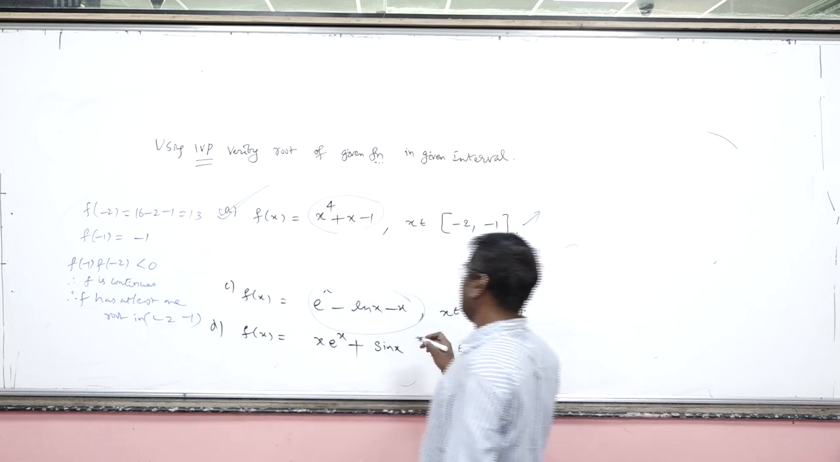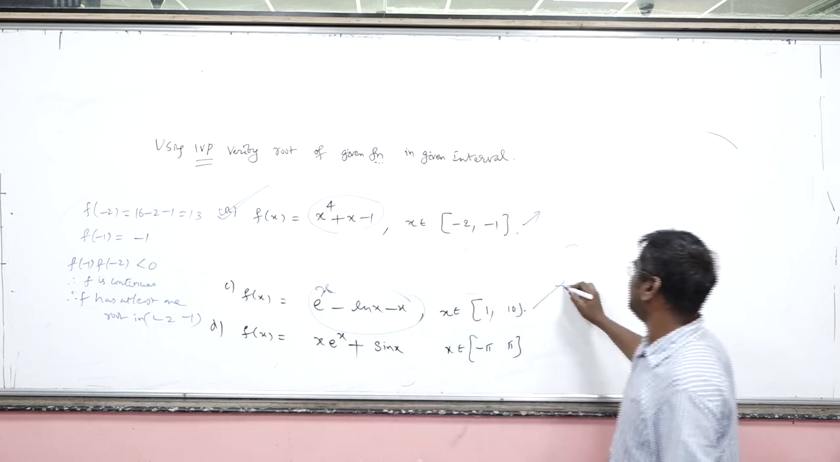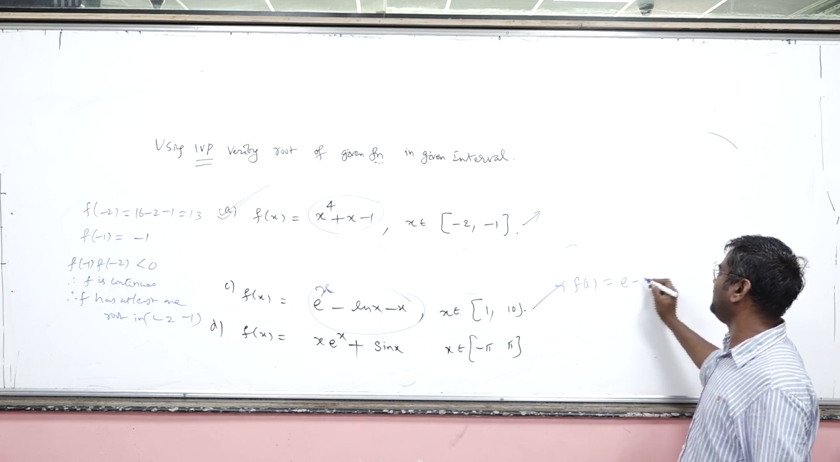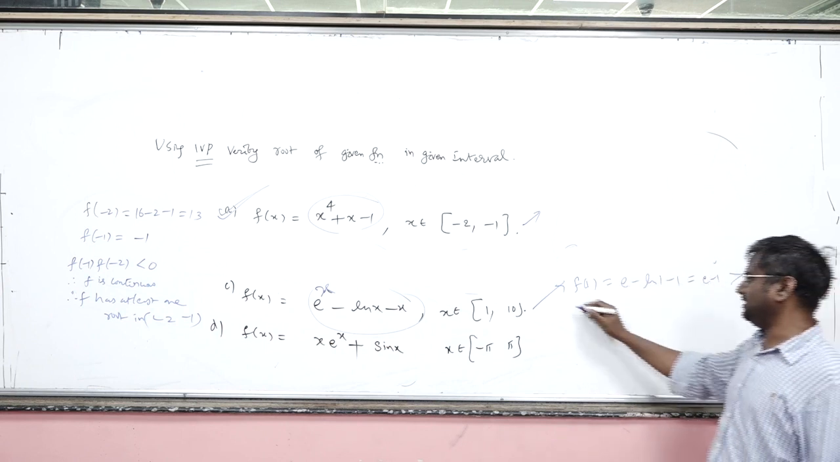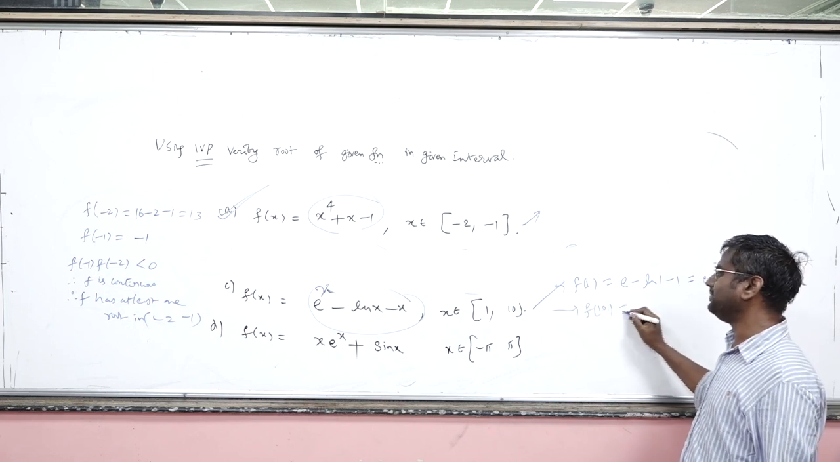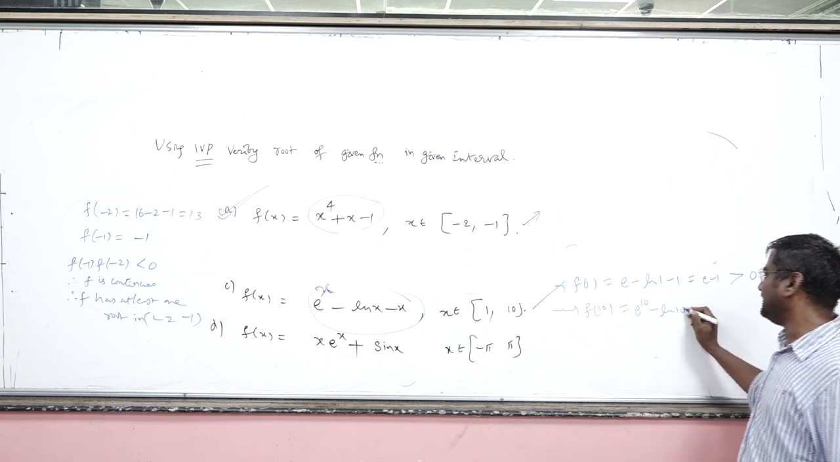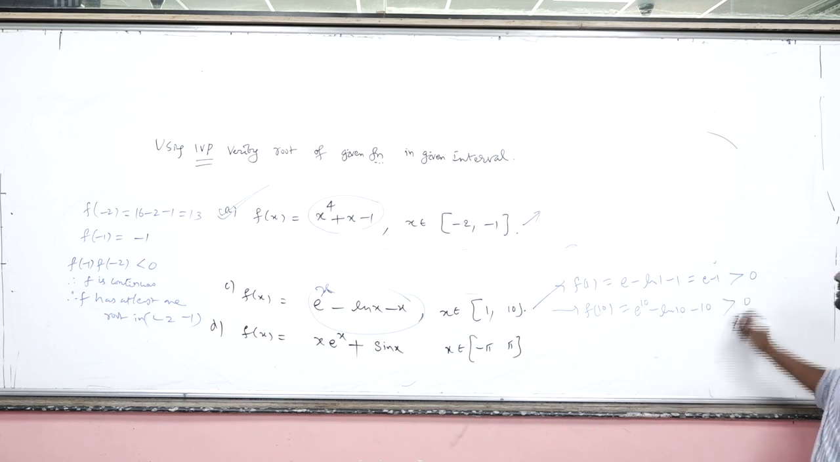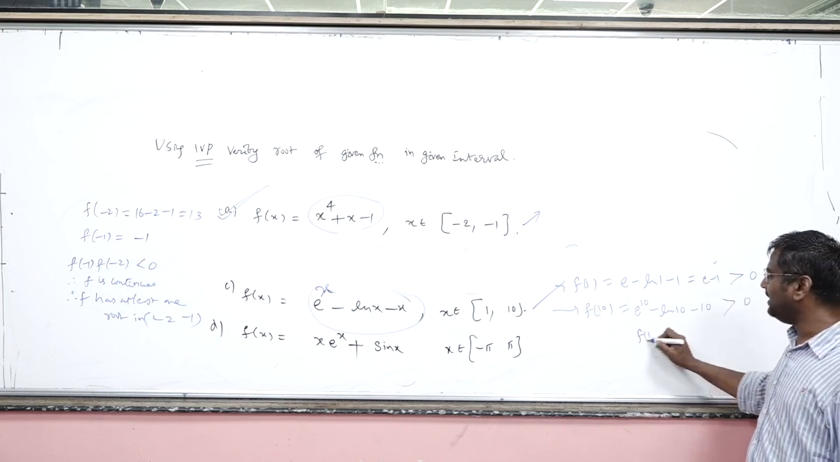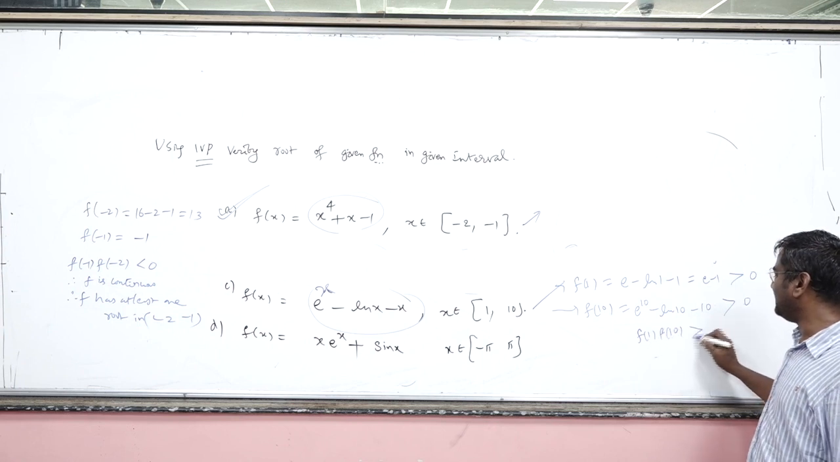थर्ड, e पावर x माइनस ln x माइनस 1. f ऑफ 1 अगर देखेंगे e माइनस ln1 माइनस 1, ln1 0, e माइनस 1 वे पॉजिटिव है. और f ऑफ 10, e पावर 10 माइनस ln 10 माइनस 10, e पावर 10 बहुत ही मैसिव नंबर है, तो ये भी पॉजिटिव है. तो यहाँ क्या आया, f of 1 into f of 10 greater than 0.